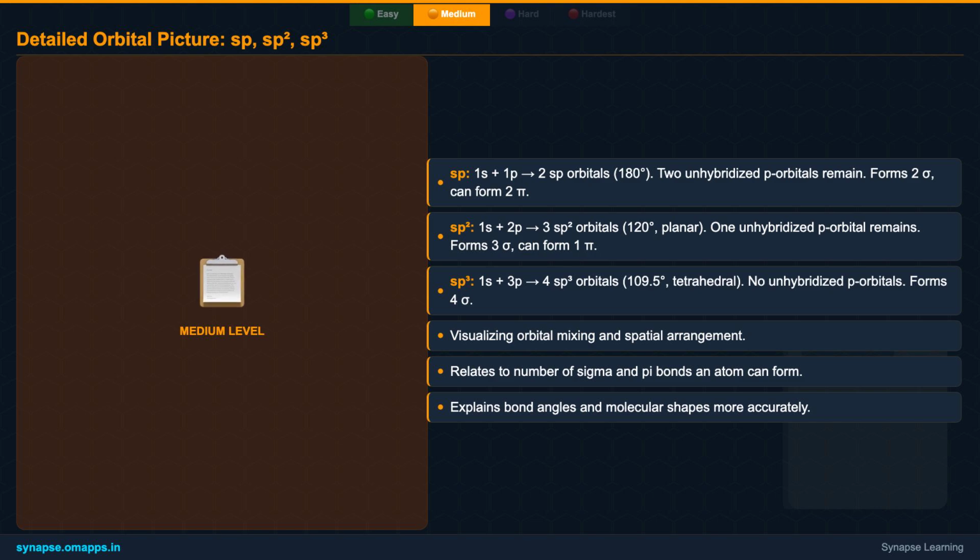Finally, for sp³ hybridization, one s and all three p orbitals mix to form four sp³ hybrid orbitals. These are symmetrically arranged in a tetrahedral shape, 109.5 degrees apart. In this case, all p orbitals are consumed in the hybridization, so no unhybridized p orbitals remain, meaning sp³ hybridized atoms typically form only sigma bonds, as observed in methane, ammonia, and water.